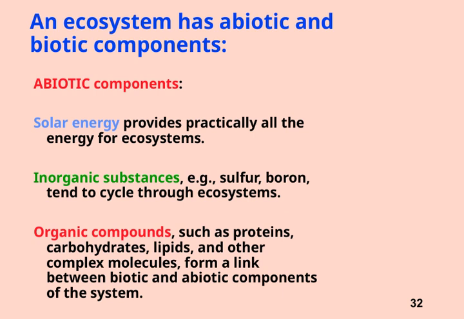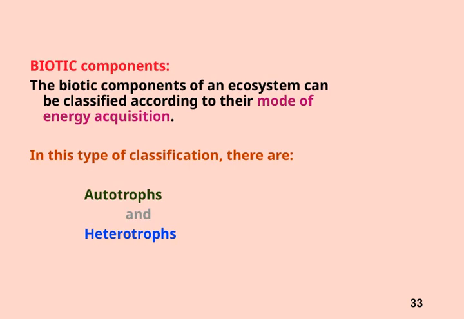They essentially connect the living organisms to the physical world around them, enabling energy flow and nutrient cycling. Understanding these abiotic factors helps us see how ecosystems function as integrated systems where energy and materials are constantly cycling and transforming. Let's take a closer look at the biotic components of an ecosystem.